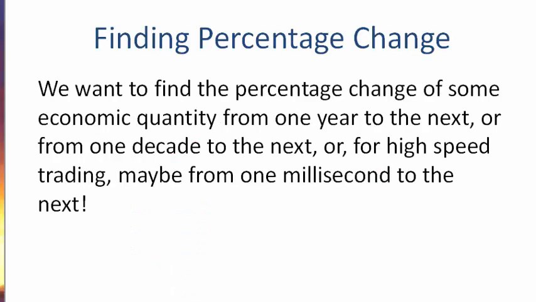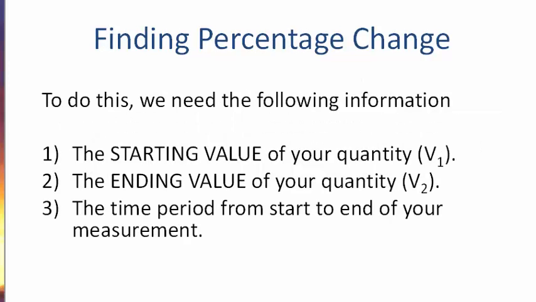The other thing we need to do is find percentage change. So we're going to want to be able to find the percentage change of some economic quantity from 1 year to the next, 1 decade to the next, or for high-speed trading, maybe from 1 millisecond to the next. What do we need in order to do this? We need a starting value we call V1, we need an ending value we call V2, and we need a time period from the start to the end of the measurement.